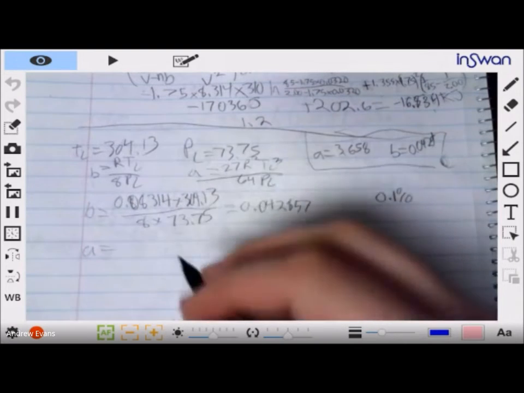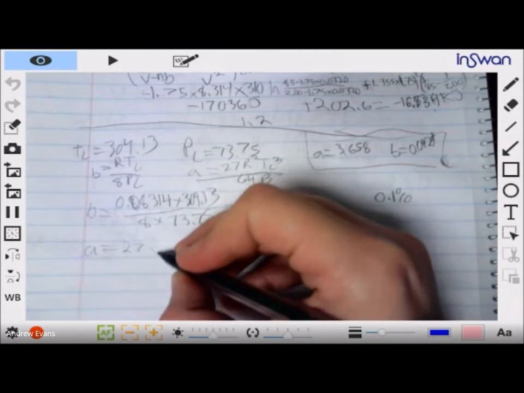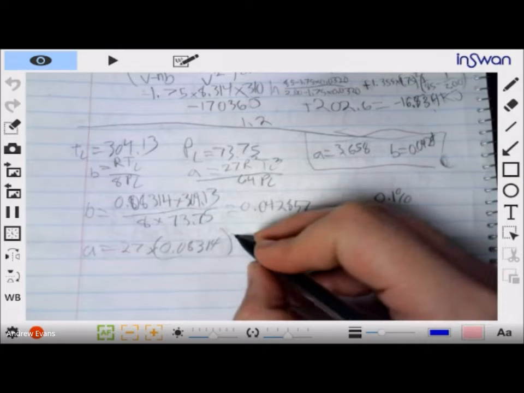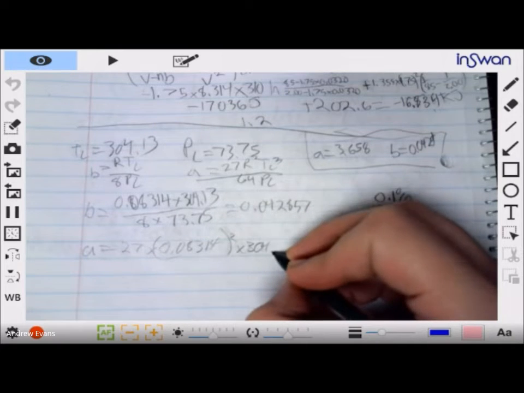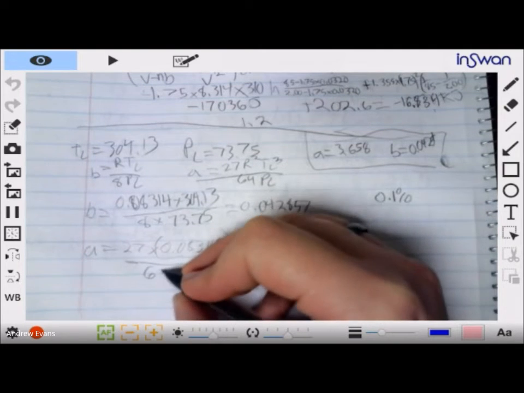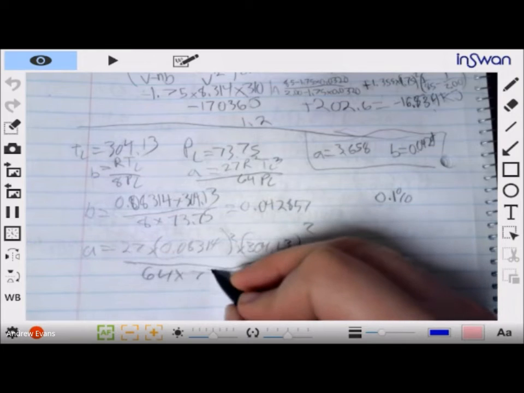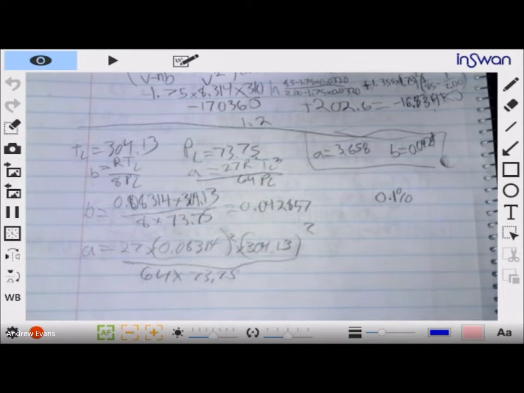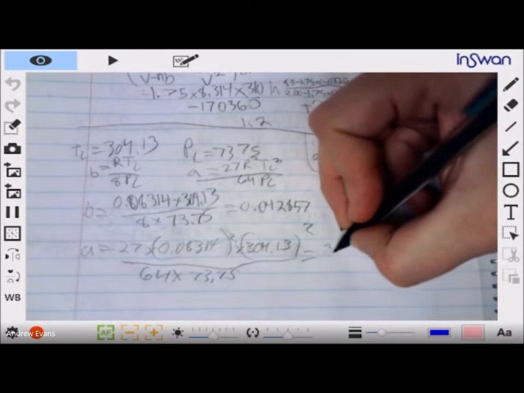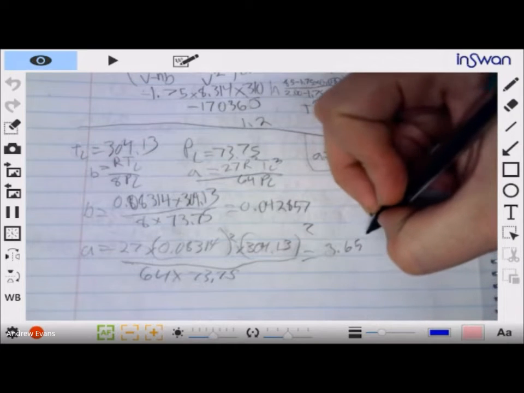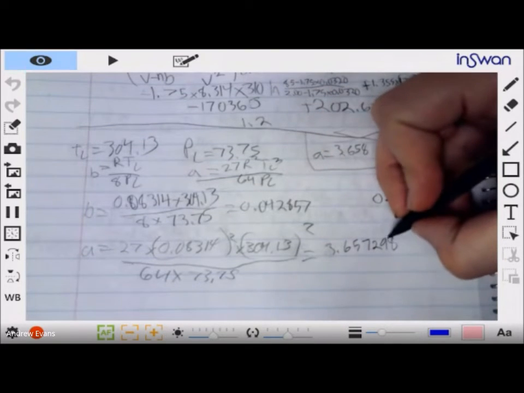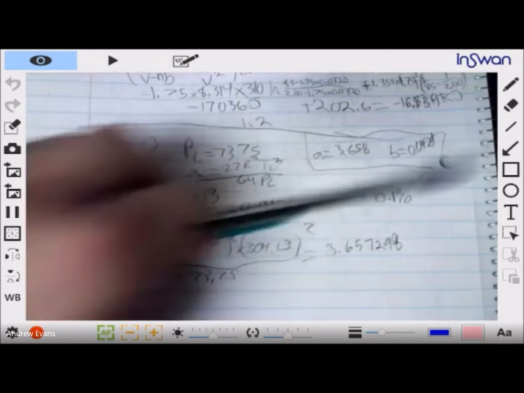Looking at our A, a little bit more difficult to calculate, but 27 times 0.08314 squared times 304.13 squared all over 64 times our 73.75. You do that, you calculate your A parameter to be 3.657298. How does that compare?